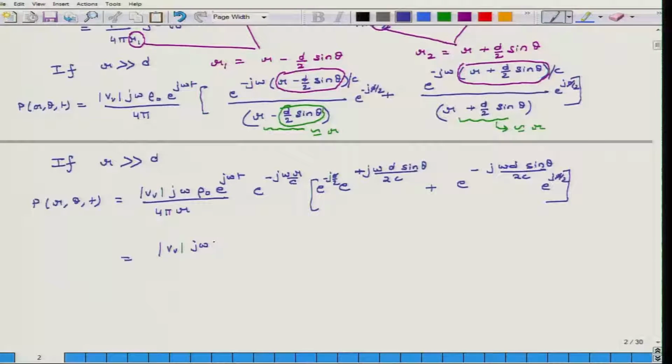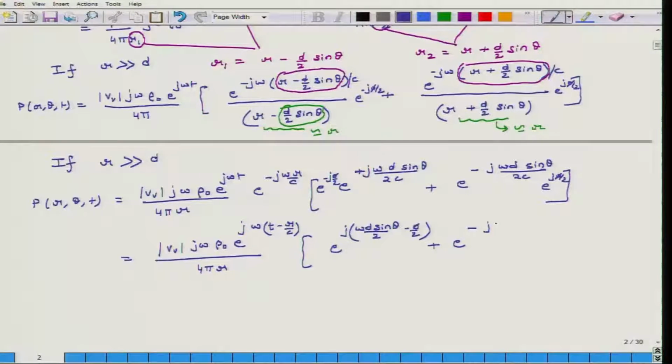Volume velocity magnitude times j omega rho naught e to the j omega t minus r over c, divided by 4 pi r, times the exponent of j omega d sin theta over 2c minus phi over 2, plus e to the minus j omega d sin theta over 2c minus phi over 2.